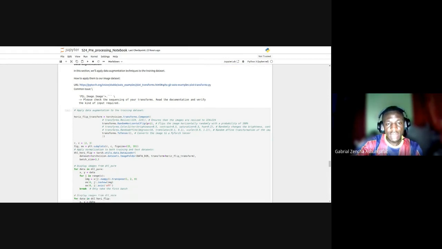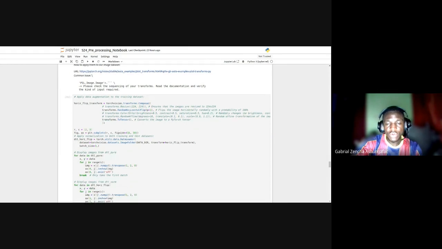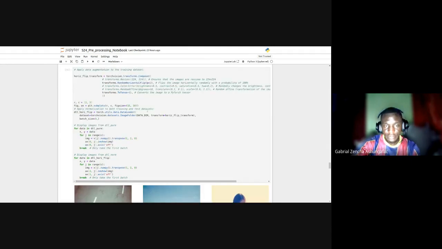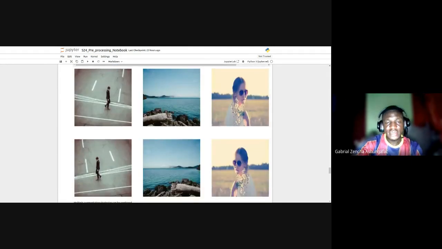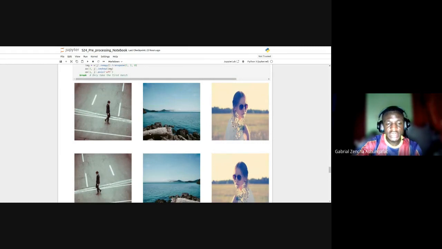So here I am applying the random horizontal flip with a probability of 1. Normally you will not do it with a probability of 1, but because I want to ensure that the images are flipped, I set it to a probability of 1. And here we can see these are the original images and below are the augmented images.